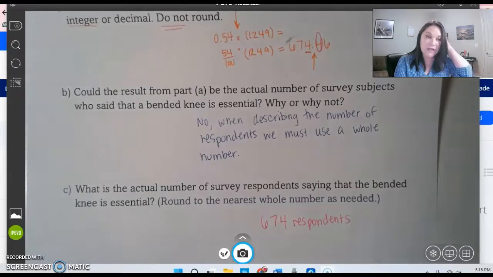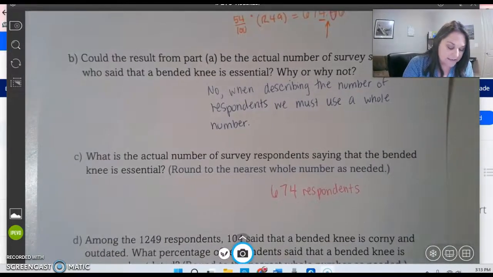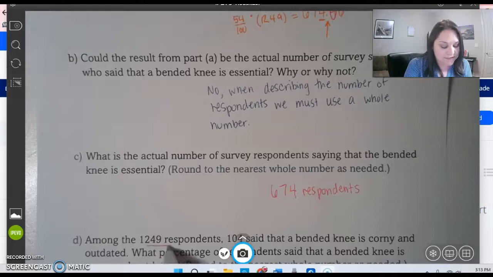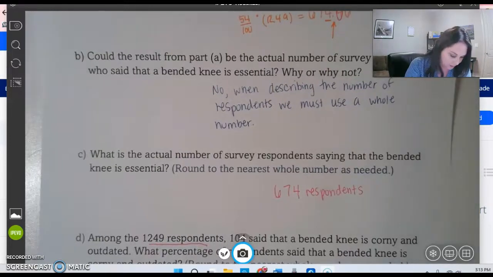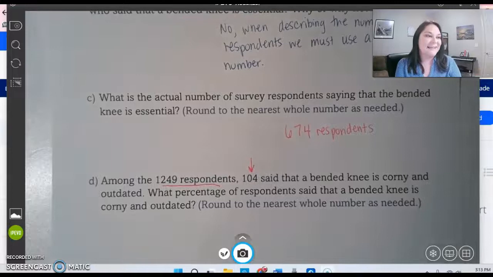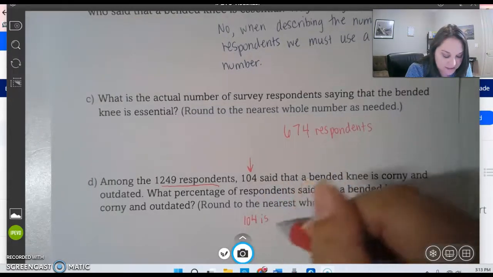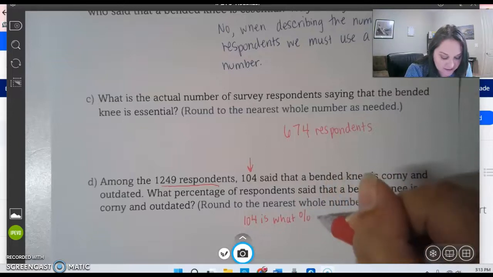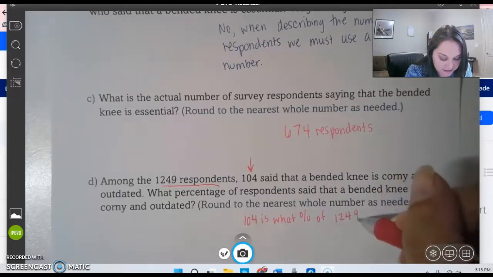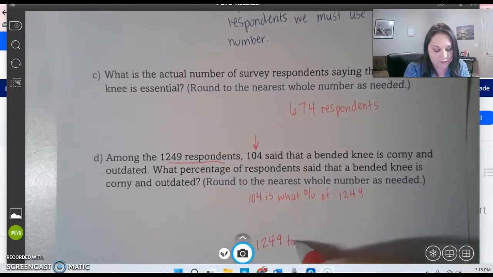And the final part of this written work is that they're going to have the same total number of respondents, same context, and this time they are talking about a different category or a different set of people that responded. And it says that 104 respondents said that bending a knee was corny and outdated, and they're asking you what percentage this is. So the question is, 104 is what percent of 1249?